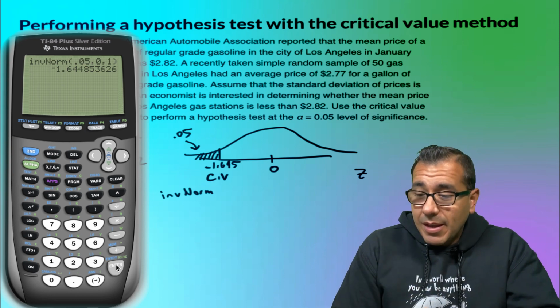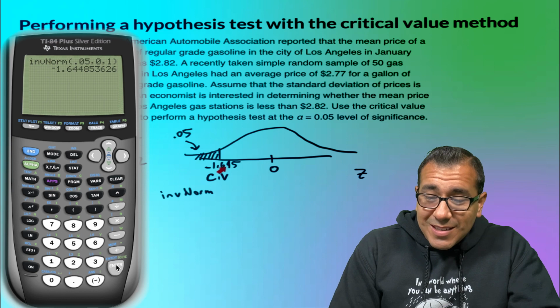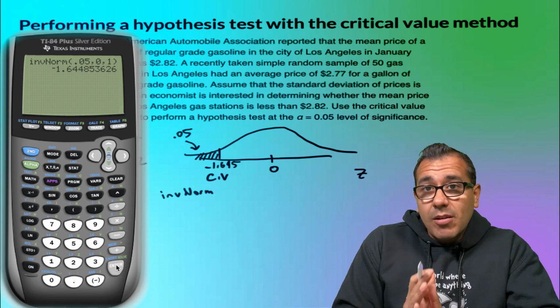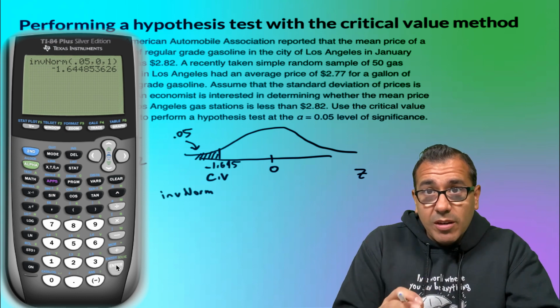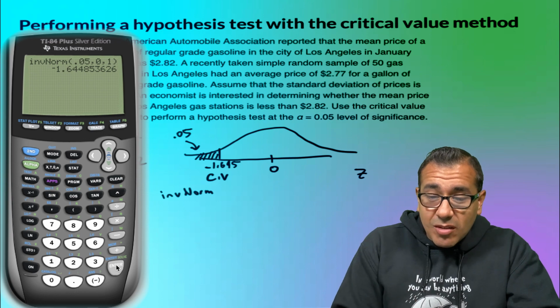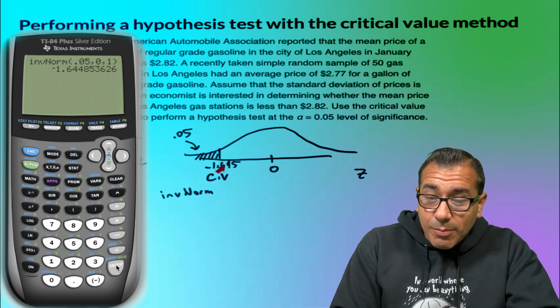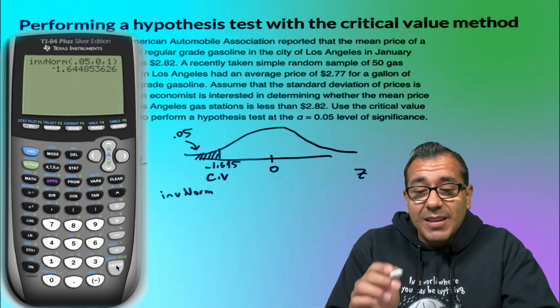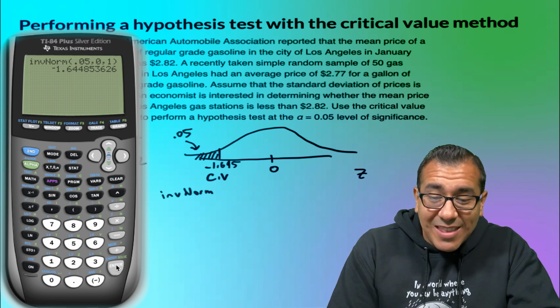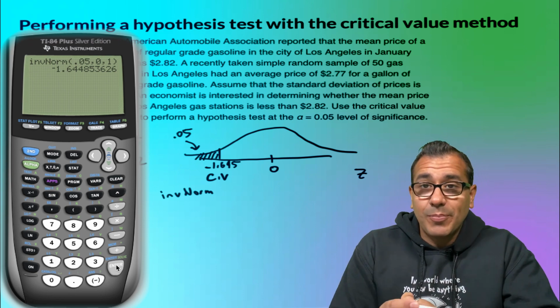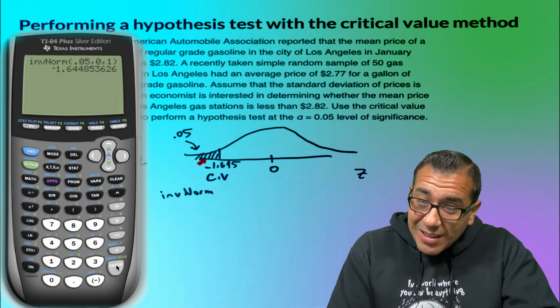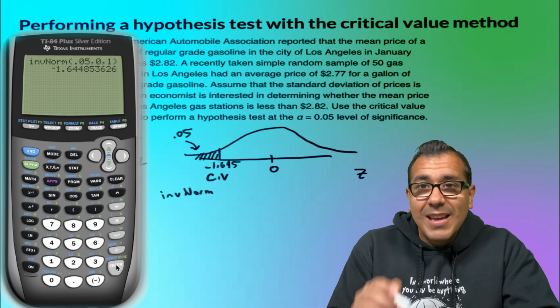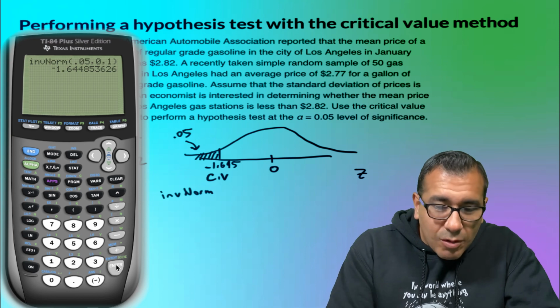Again, we used inverse norm, the program, to get the critical value. And what this tells me is, when I go and calculate the test statistic, which is what we're going to do right now, depending on where that test statistic lies, if it lies to the left of this cutoff point, my critical value, that tells me I reject H0. This is my rejection region. So if it falls to the left of this in the shaded area, that's my rejection region, and I'm going to reject H0.